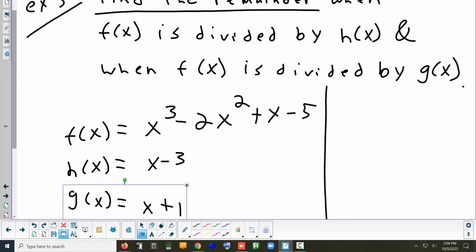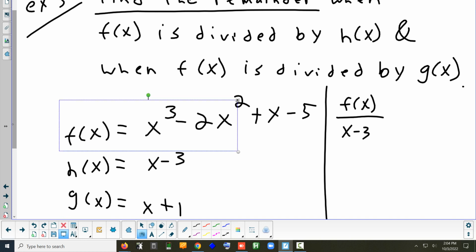Okay, so let's start with the first one. F of x. I'm not going to write the whole thing out. You can just look at what f of x is. It's right over there. But we're dividing by x minus 3. So what number are we going to plug into the top? What's the number that comes after the minus sign? 3. Just the 3. So take the 3 and plug it in for x in that formula.